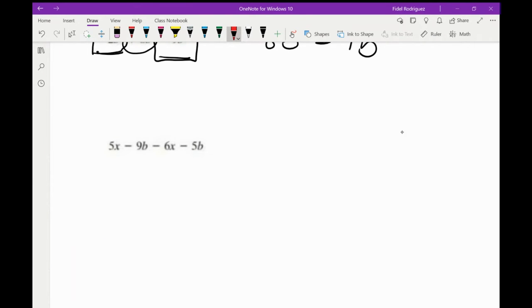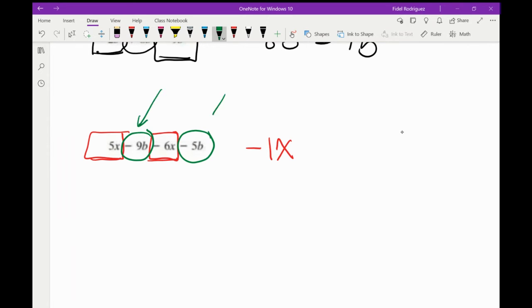So look, let's take a look at the next one here. 5x and a minus 6x. I have $5, but I owe you 6, so I'm going to owe you 1. Okay, and then minus 9b, minus 5b. So I owe you 9. I borrow 5 more. I now owe you 14.